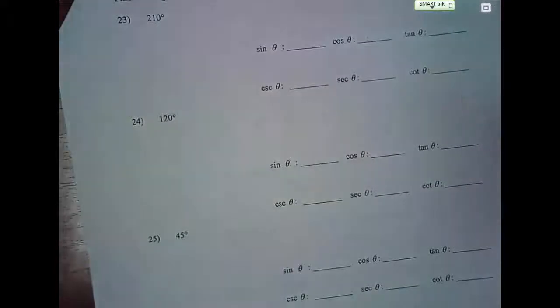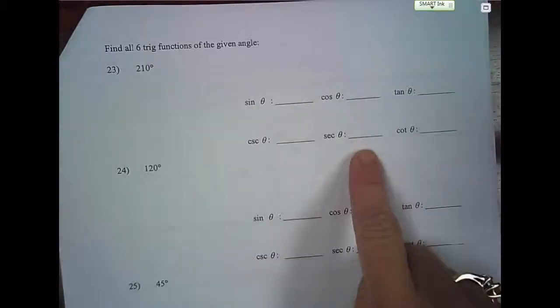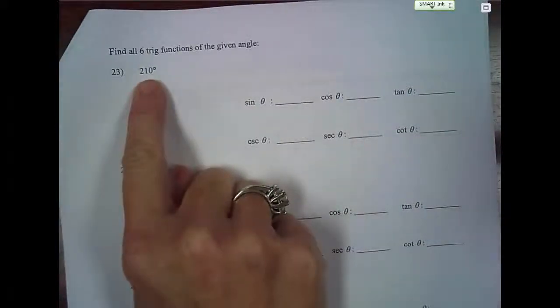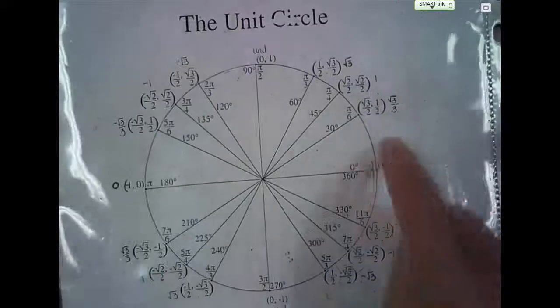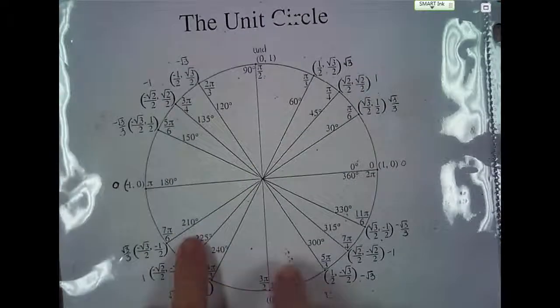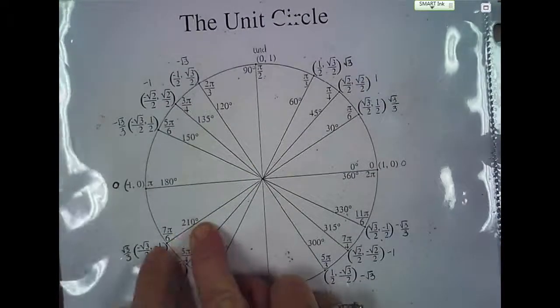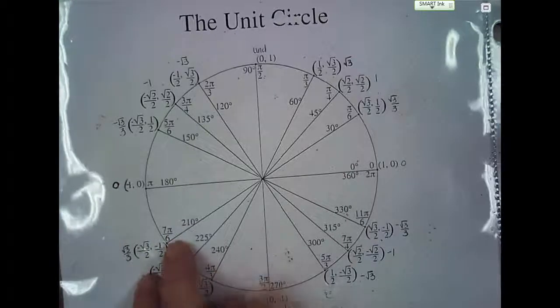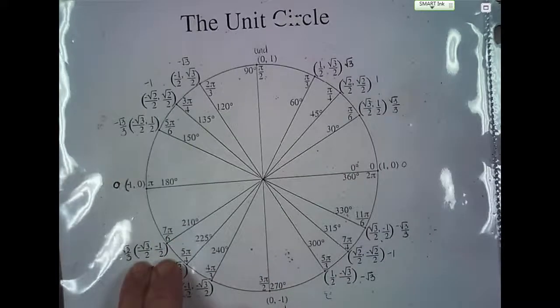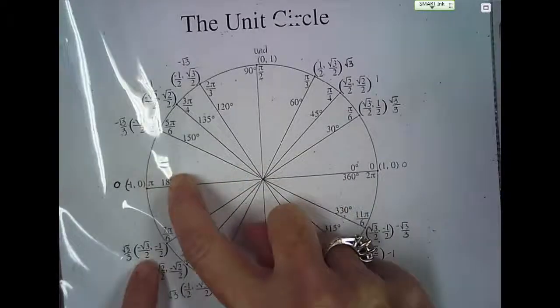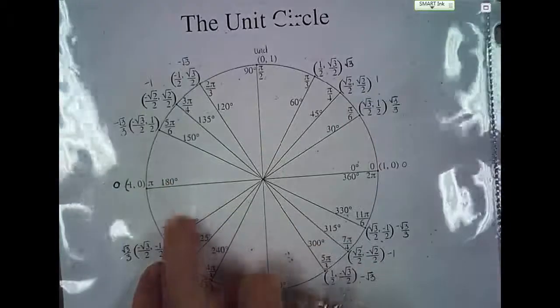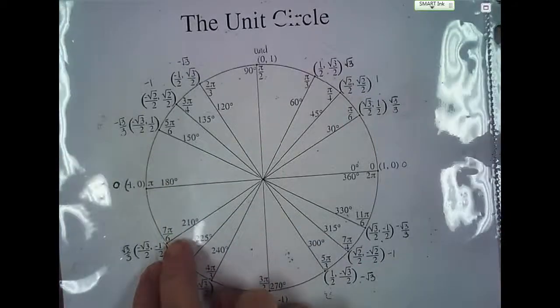These particular problems, okay, they're a little bit different. They want your 6 trig functions, but instead of giving you a point, they gave you a measure that's on the unit circle, 210 degrees. So if you look at your unit circle, okay, 210 degrees falls right here. It's this point, 7 pi over 6, 210. But it's also this ordered pair. In other words, to get to that point, I had to go left, negative root 3 over 2, and down, right, 1/2. That's how I got there.